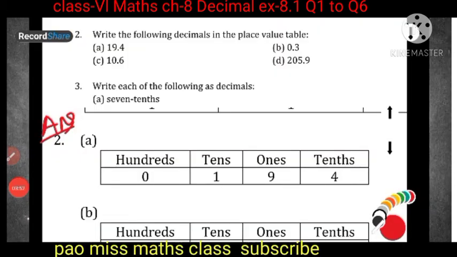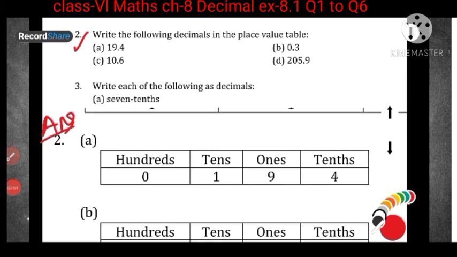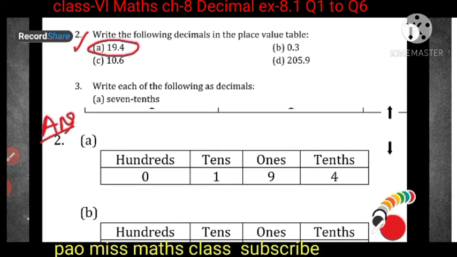Now come to the next question of this exercise. Question number 2, write the following decimals in the place value table. Here a decimal is given and we have to write this in a place value table. So what is the place value table? Ones, tens, hundreds, isn't it? But here a decimal is there.